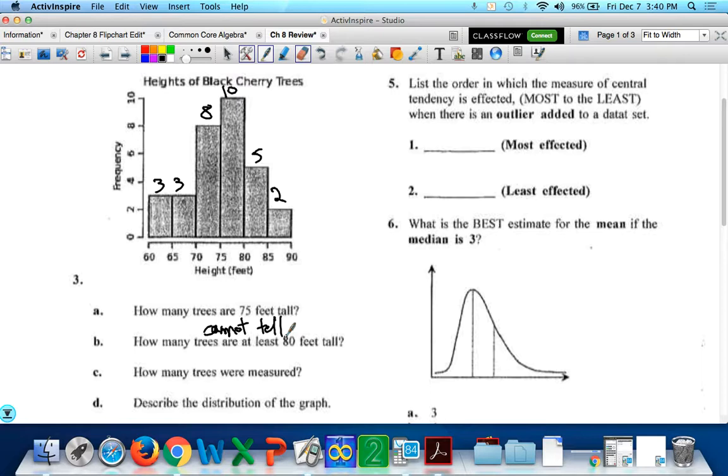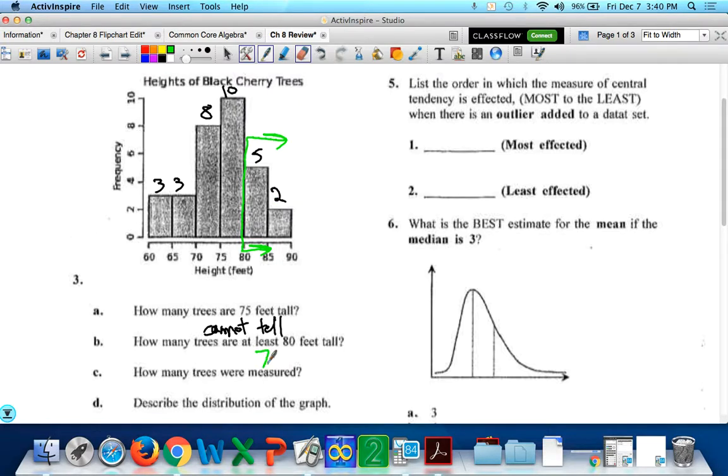All right. After that, on B, it says how many trees were at least 80. Just like with the box and whiskers, we like to want to ask for percents. Whenever a histogram starts asking about at least and more than, things like that, that's when it's in our wheelhouse. At least 80 feet tall. That means everything from 80 over. Well, we can see clearly that would be 5, 6, 7 trees.